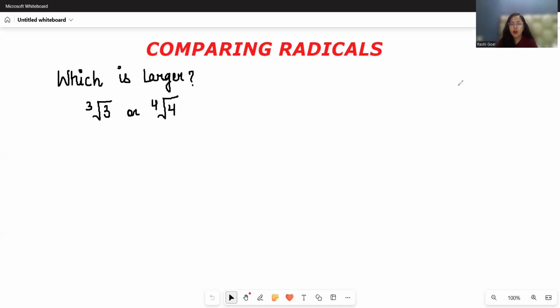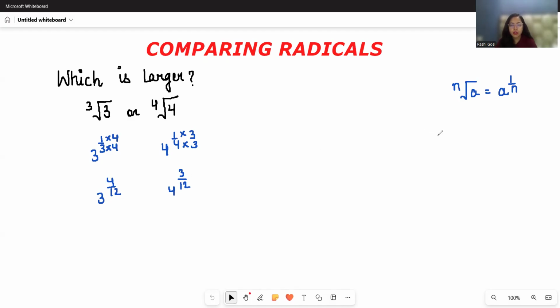So first, according to the exponent rule, the nth root of a, we can write it as a power 1 by n. So this, I can write as 3 power 1 by 3 and here 4 power 1 by 4. Now I am making the denominators the same. So here I am going to multiply by 4 in numerator and denominator, and here I am going to multiply by 3 in numerator and denominator. So it becomes 3 power 4 by 12 and it becomes 4 power 3 by 12.